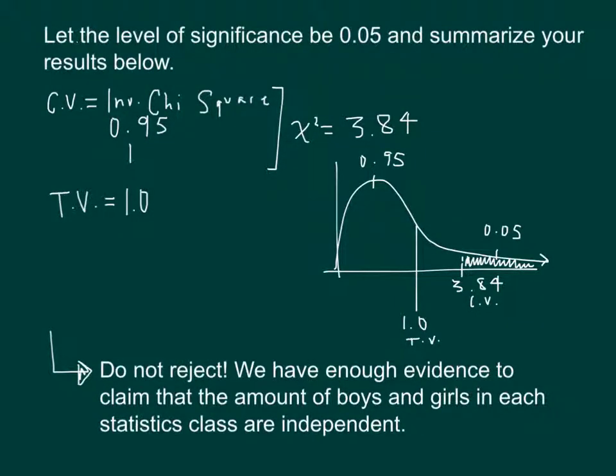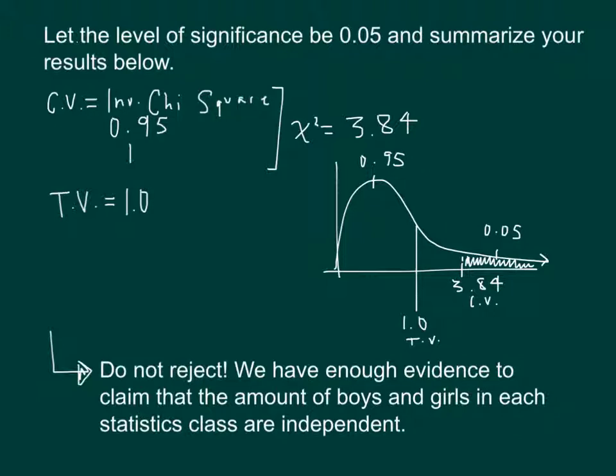Now, let the level of significance be equal to 0.05. We will work the rest of the problem out below. First, we'll draw a right-tailed graph, and the next step we must do is find the critical value. You can find the critical value by using your calculator. You go to inverse chi-square and then enter in the area to the left. In this problem, that is 0.95. Then you enter in the degrees of freedom, which we worked out earlier, which is 1.